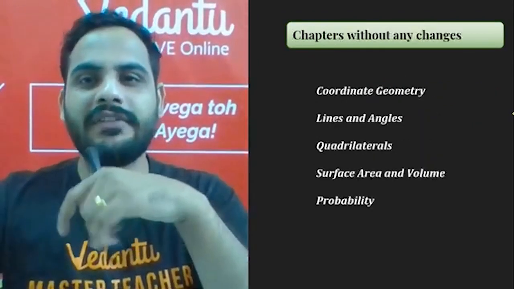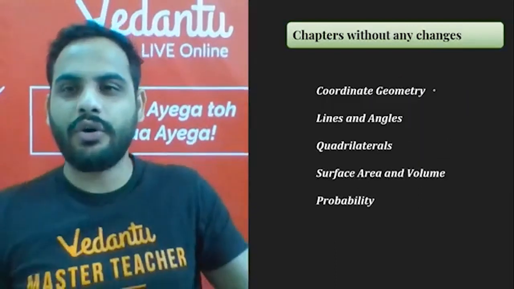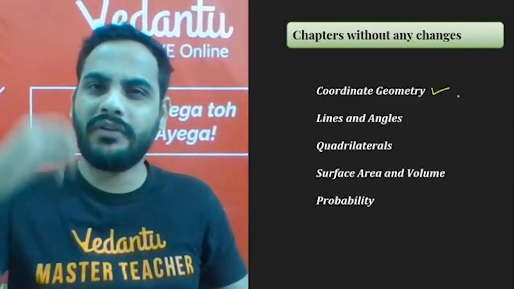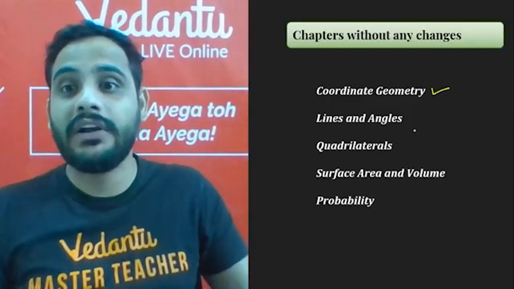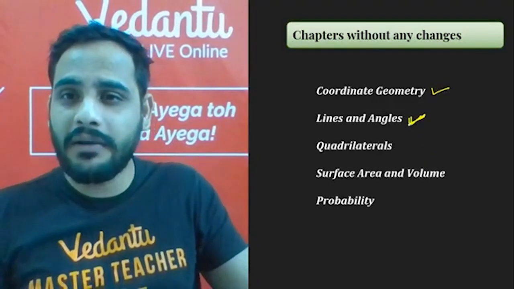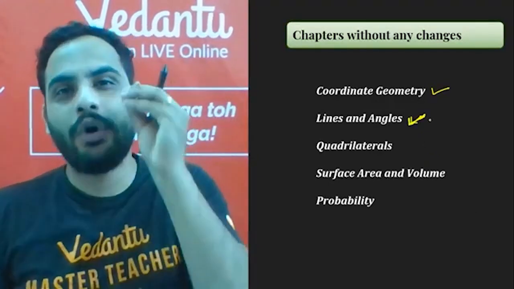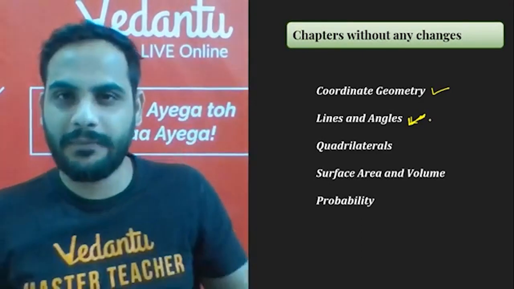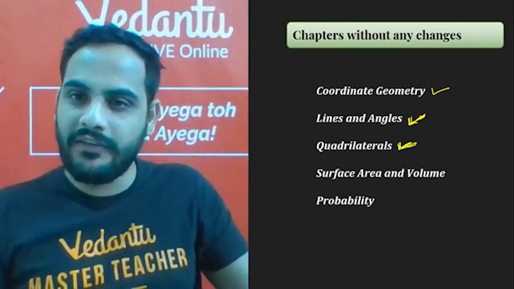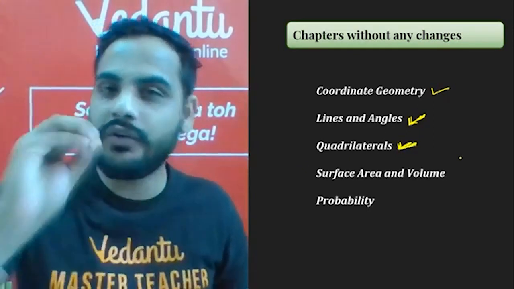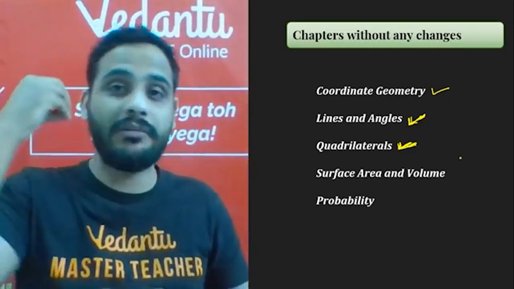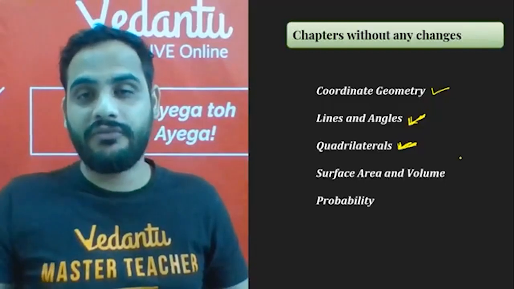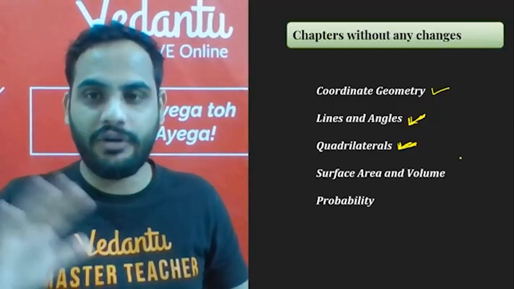Now some of the chapters in which there is no reduction, coordinate geometry पूरा का पूरा रखा है because there is nothing in the chapter what they will remove. Lines and angles they have taken completely because each and every topic of lines and angles is very important. It will be used in the upcoming syllabus. Quadrilaterals also has been kept as it is because the properties of all the quadrilaterals are very important along with the midpoint theorem which will be used in the future. That is why quadrilateral has not been removed.